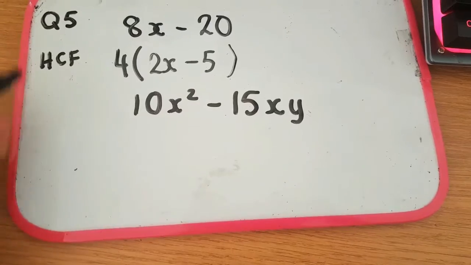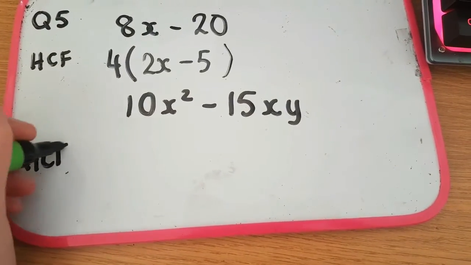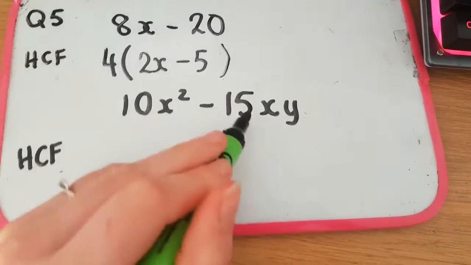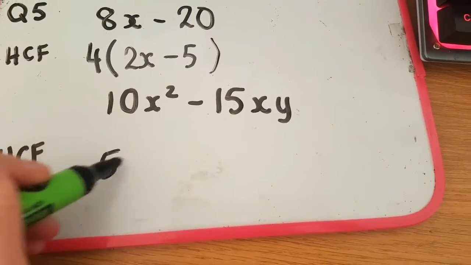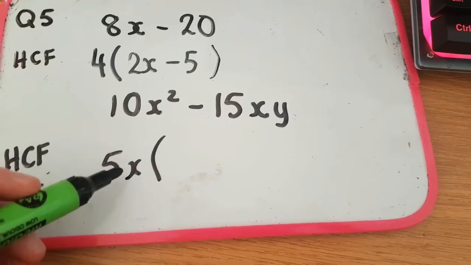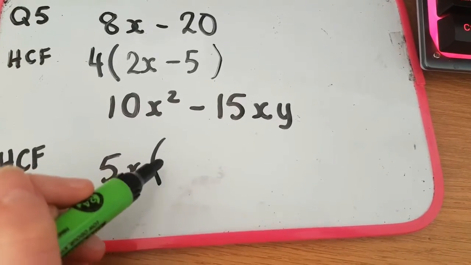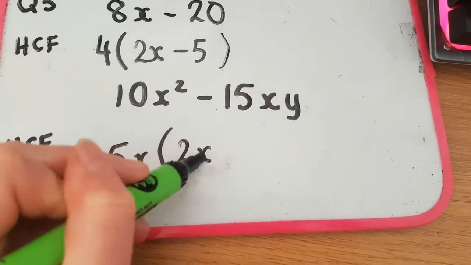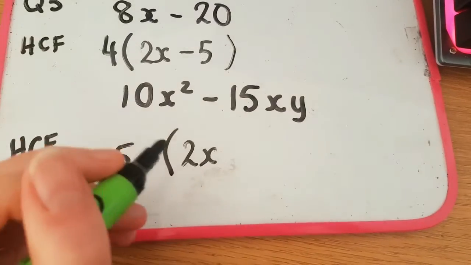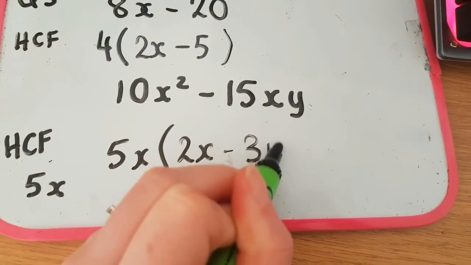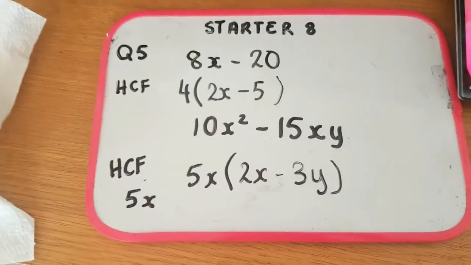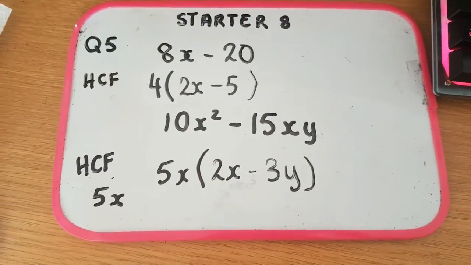In the second one, my highest common factor is 5 and x, because x appears in both of these. So I can take out a factor of 5x. To get from 5x to 10x squared, we have to multiply by 2x. And to get from 5x to -15xy, I have to multiply by -3y. We can check these by seeing if they expand out to the original.